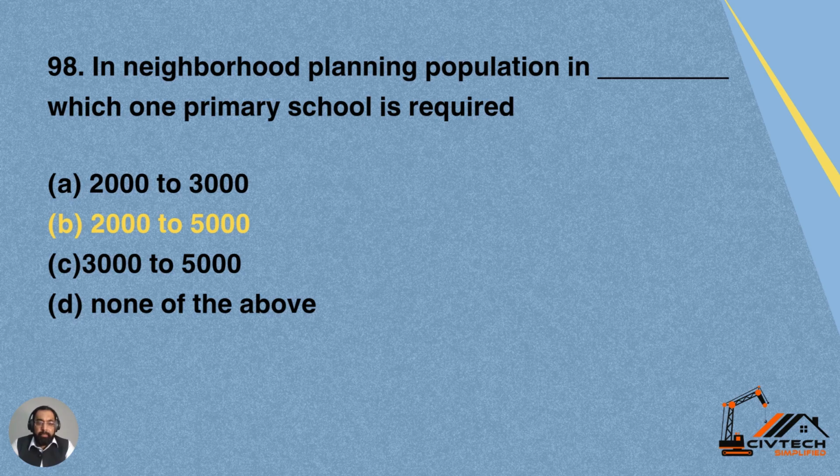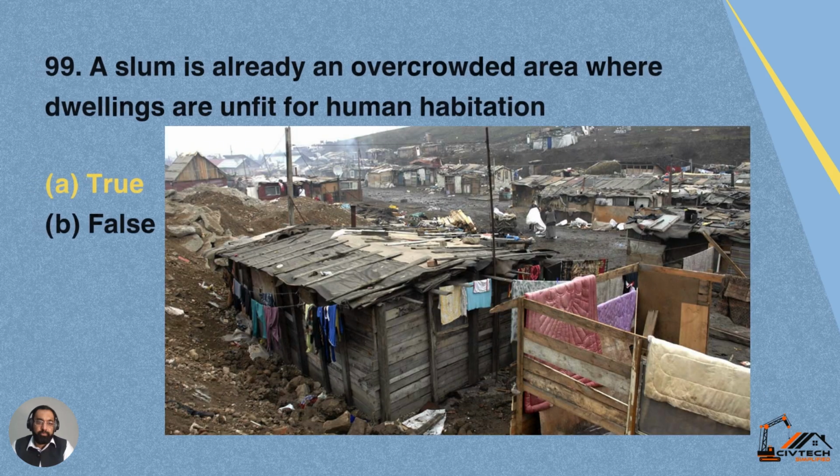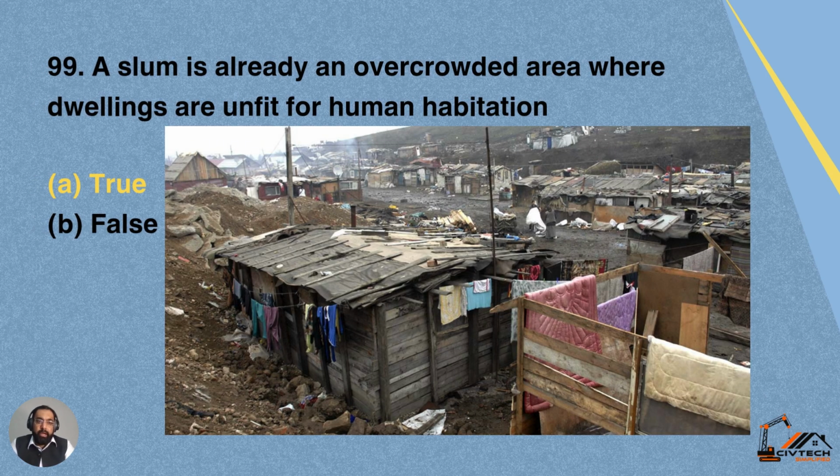98. In neighborhood planning, population is dash for which one primary school is required. So how much population should be there minimum to have one primary school within one neighborhood? Option A is 2000 to 3000, B is 2000 to 5000, C is 3000 to 5000, none of the above. So option B is correct, which is 2000 to 5000. So for a population of 2000 to 5000, there should be at least one primary school within one neighborhood. So it is a standard for the neighborhood planning.